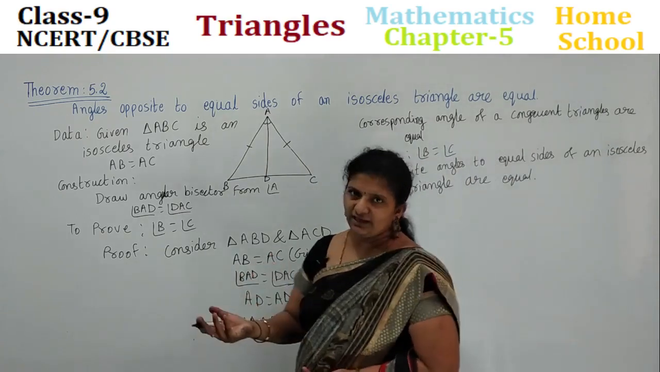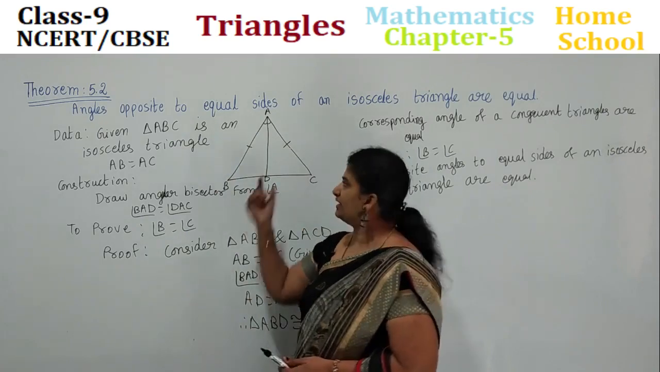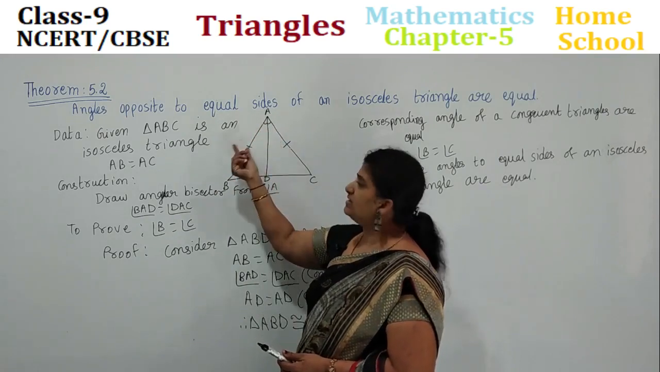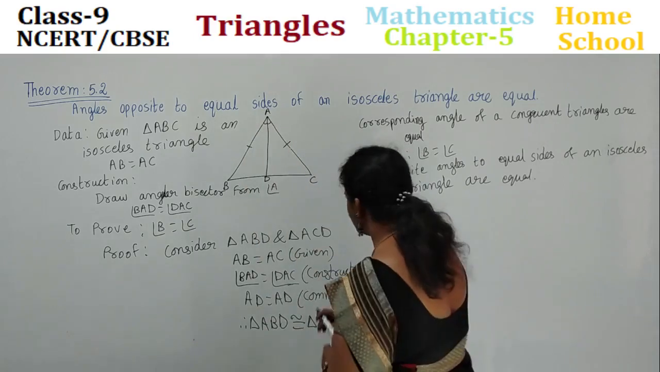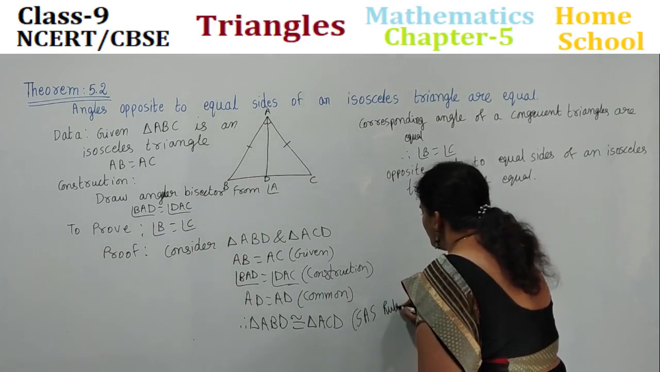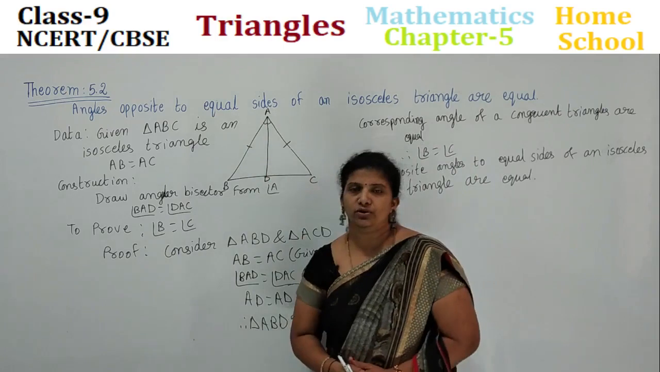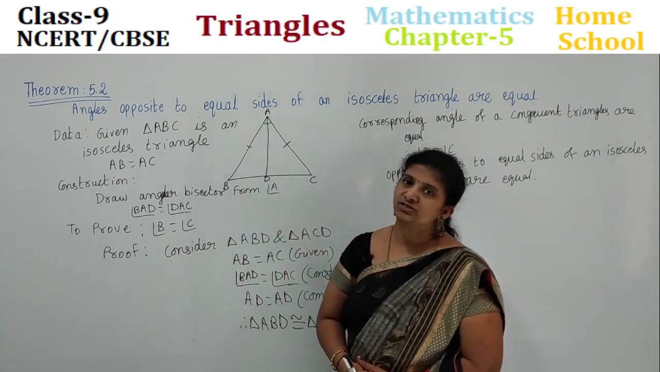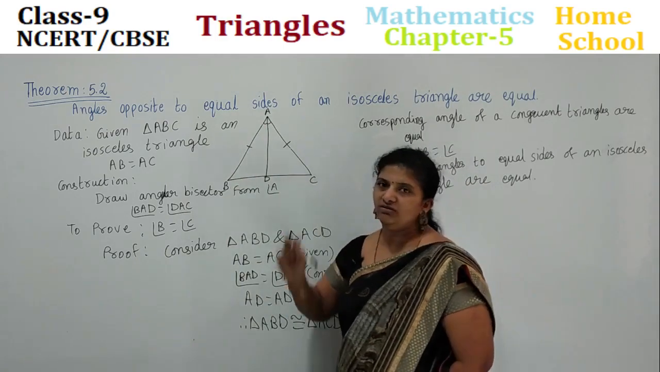Very small tiny theorem. So sides equal, prove that angles equal. How can we prove? Take a triangle, draw an angular bisector. It divides into equal angles. Sides are equal, angles equal, and this side is common. By which rule are you seeing this congruency, children? SAS rule. What do you mean by SAS? Side angle side rule. I can say that the two triangles are congruent. If they are congruent, the corresponding angles of congruent triangles are equal. Therefore, angle B equal to angle C.